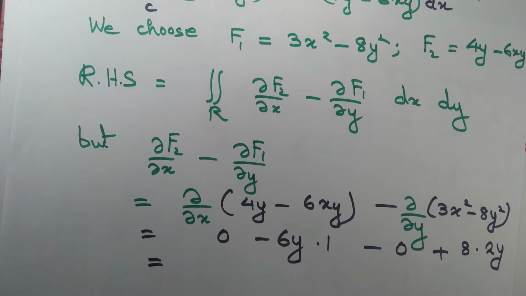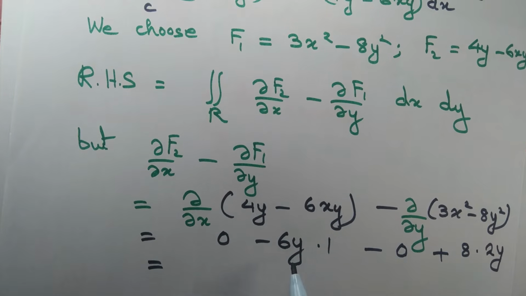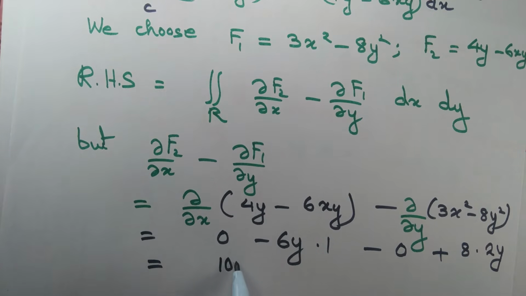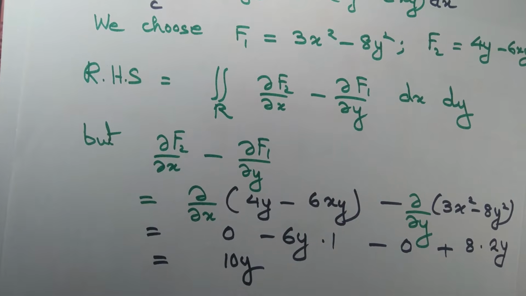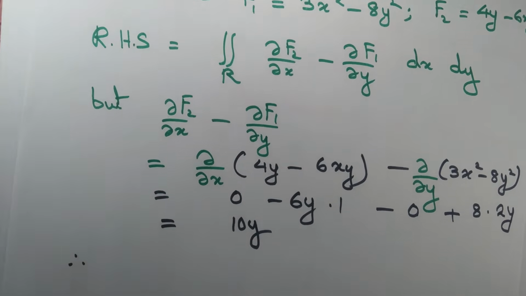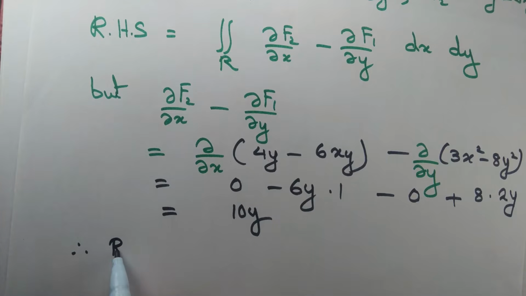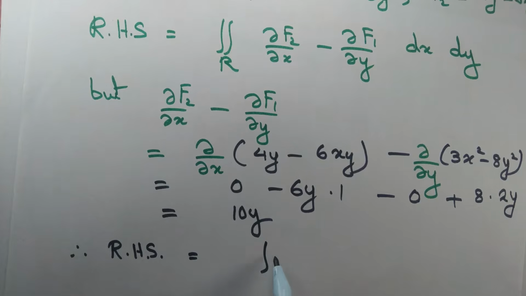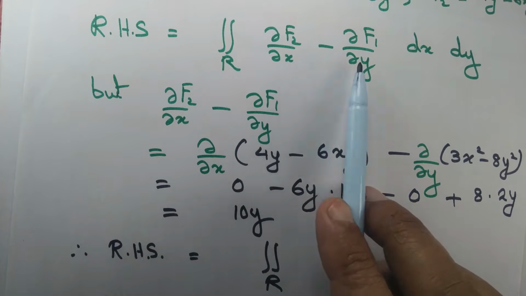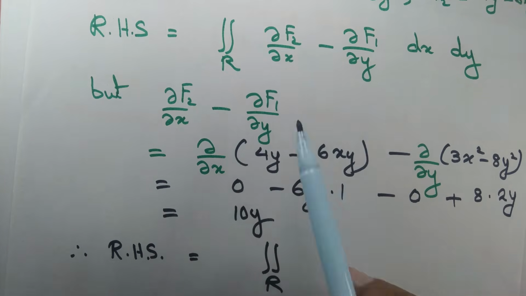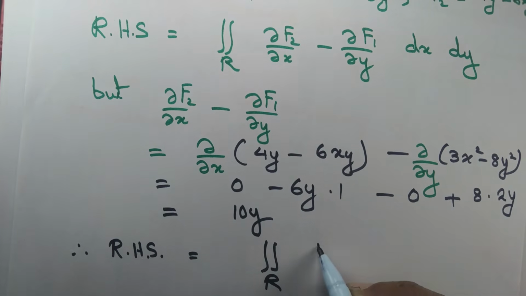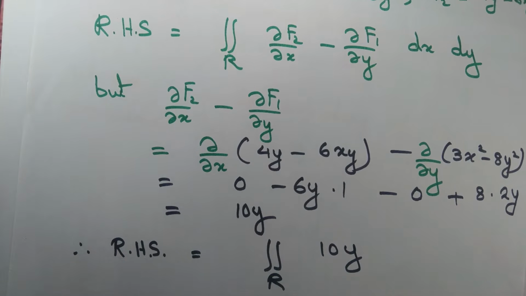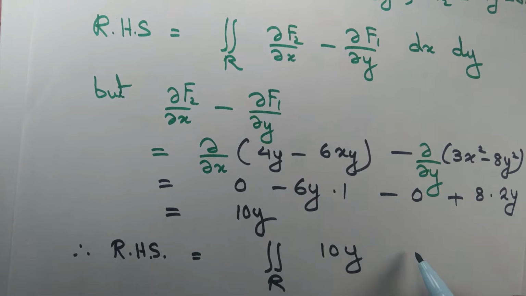That will give us 16y minus 6y, that is equal to 10y. Therefore, RHS is equal to the integral over the region of del f2 del x minus del f1 del y dx dy, and that turns out to be 10y dx dy or dy dx. Let's write dy dx.